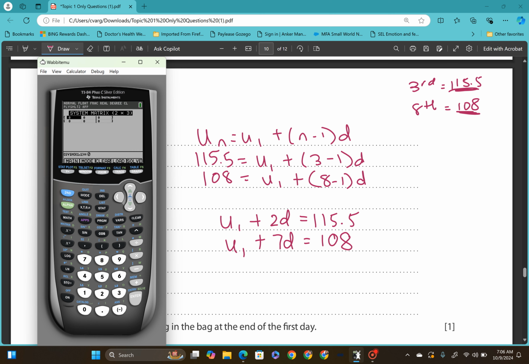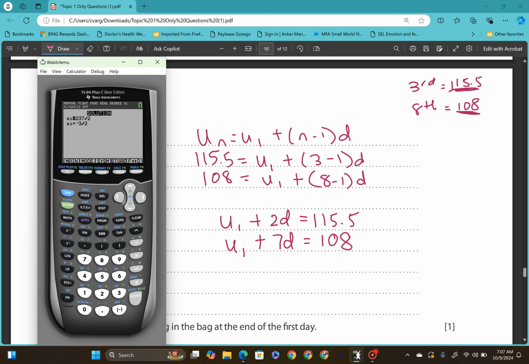The number in front of the U1 is a 1. There's an imaginary 1 there. The number in front of the D is a 2. Hit enter. The number that's on the opposite side of the equal sign is 115.5. Hit enter. For the second equation, in front of U1 there's an imaginary 1, in front of the D there's a 7, and the number that's by itself is 108. Hit enter. Don't forget to hit enter. And then hit graph, and it gives us our answers.